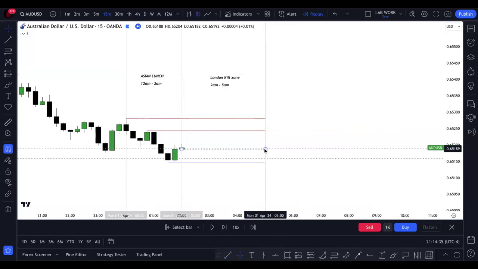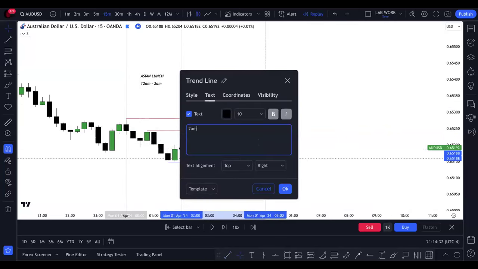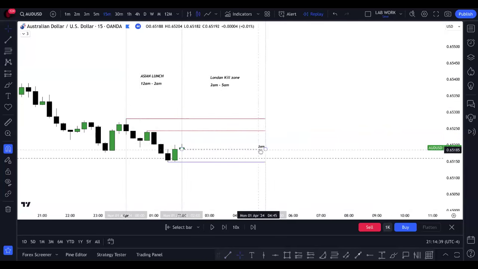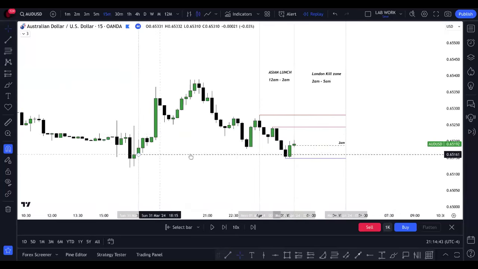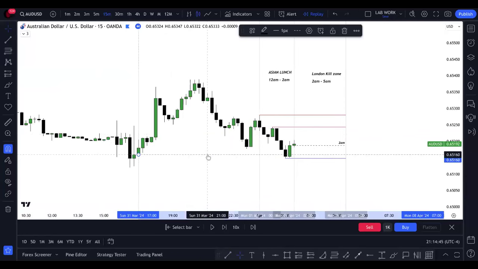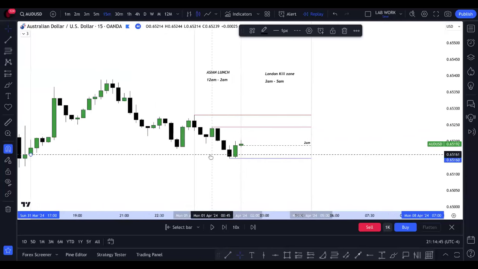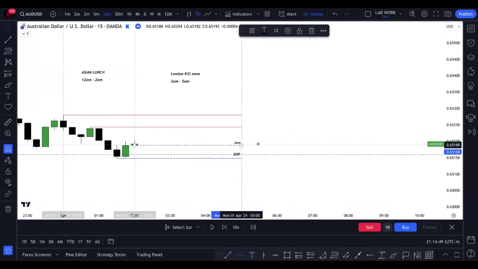Telling you, this is gold. Pay attention. This is 2 a.m. It's the opening price, New York Eastern Standard Time. This is Sunday's opening price, though. So this bottom line here is Sunday's opening price. Let's just put that on the chart so we're clean and concise. Sunday's opening price, SOP, right? That's the acronym.